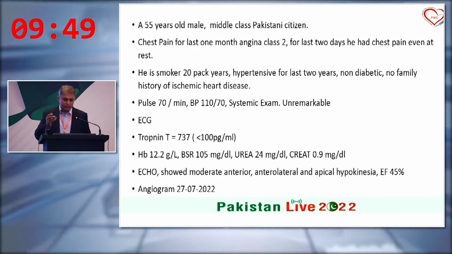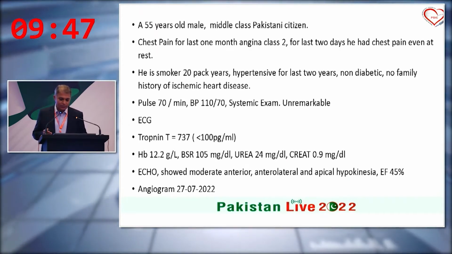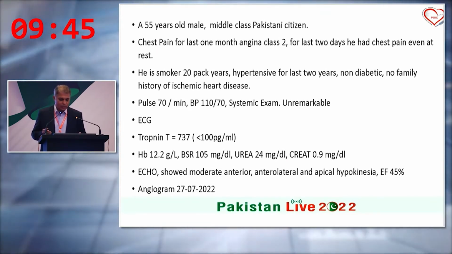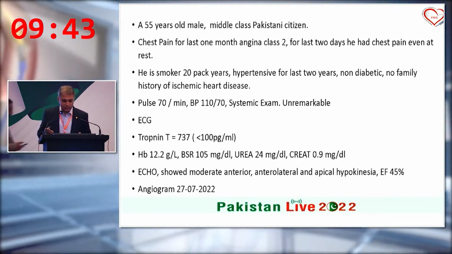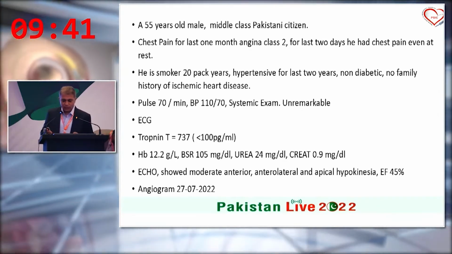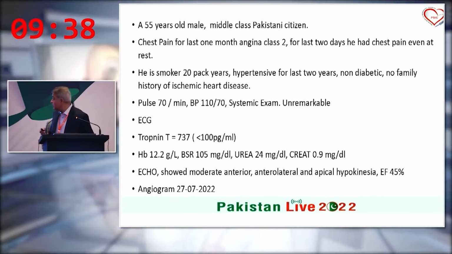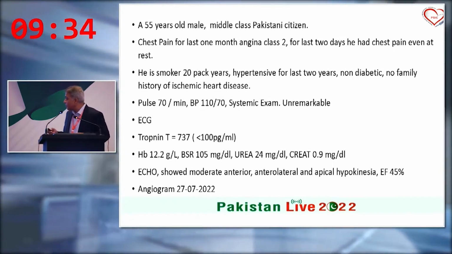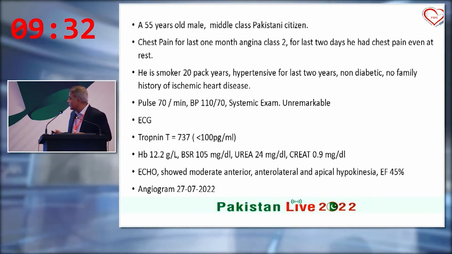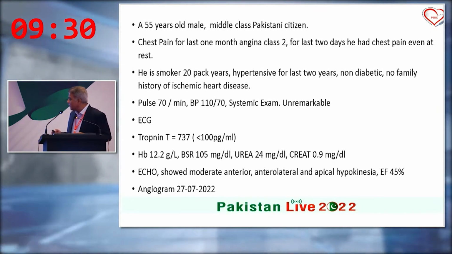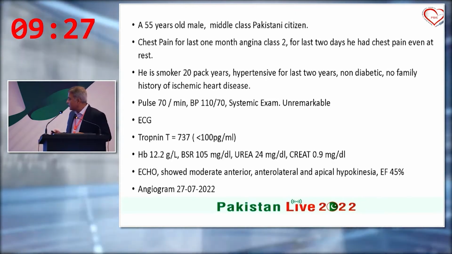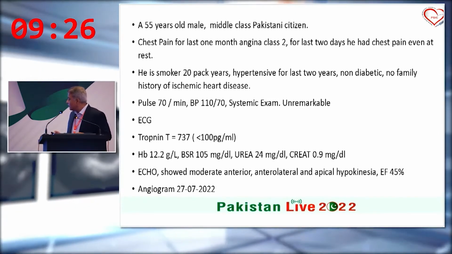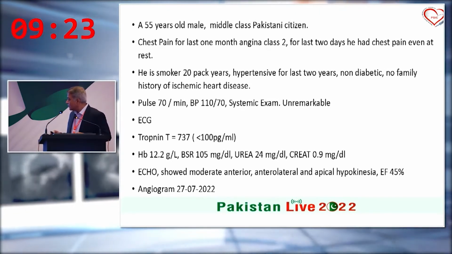My patient is a 55-year-old male. He belongs to a middle class family. He presented with chest pain for the last 1 month, angina class 2, and nowadays the chest pain is increasing in tempo, and the patient landed in emergency with significant chest pain for the last 2 days. He is a smoker and hypertensive. There is no other significant risk factor.